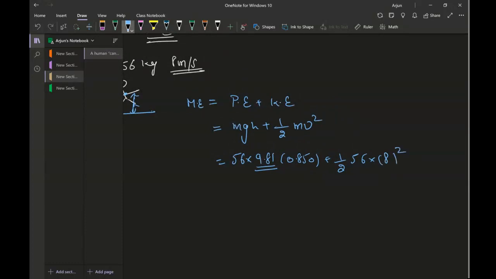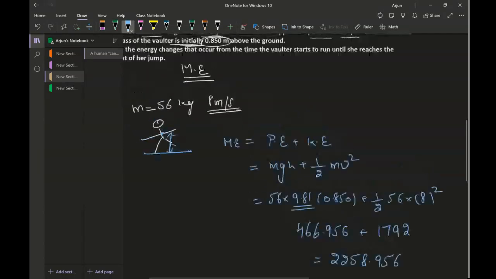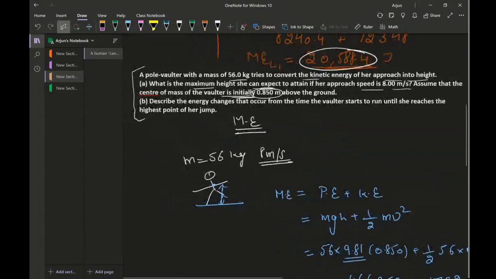So if I do the calculations now, 8 squared is 64. 64 times 56 divided by 2 is 1792. On the other side, 56 multiplied by 9.81 multiplied by 0.850 is 466.956. And this number plus 1792 comes to 2258.956. So that's the total mechanical energy which she will attain with respect to the ground.